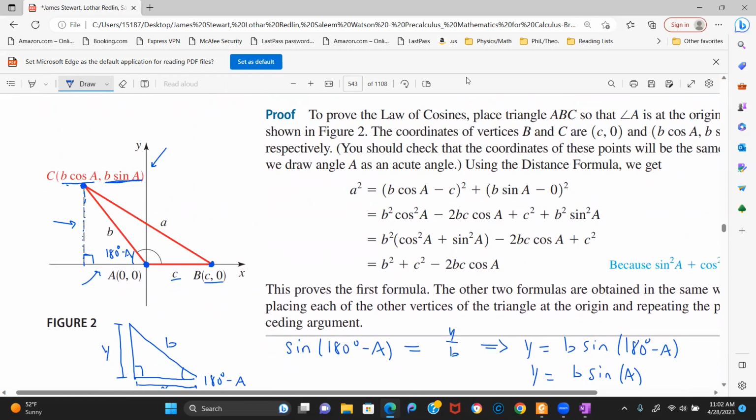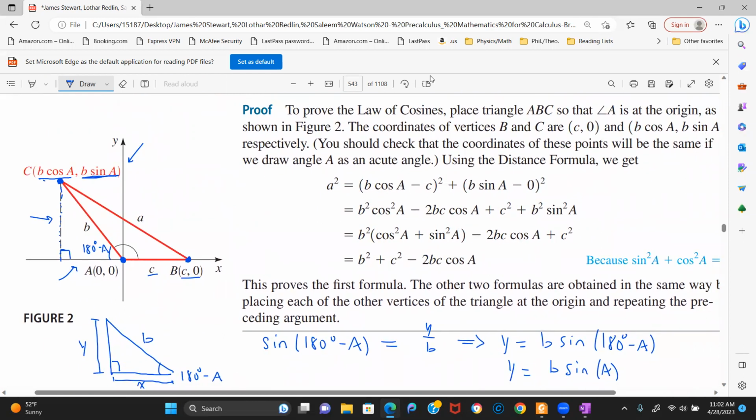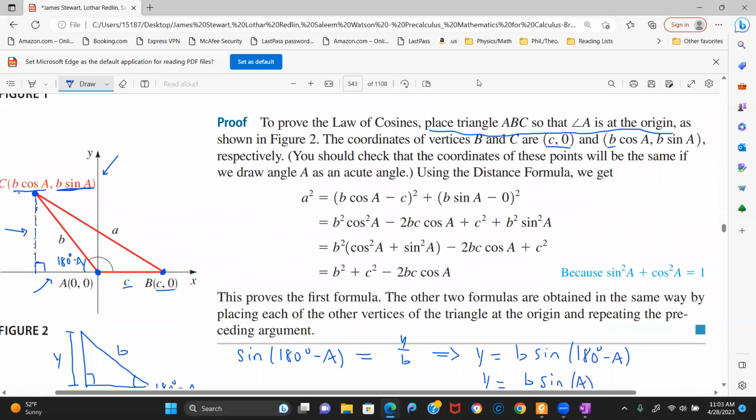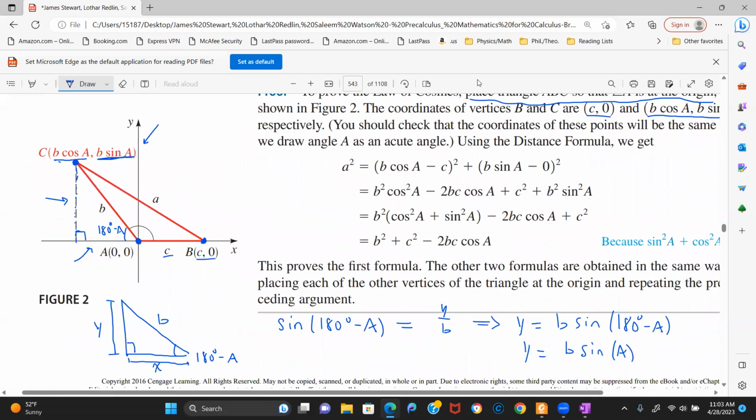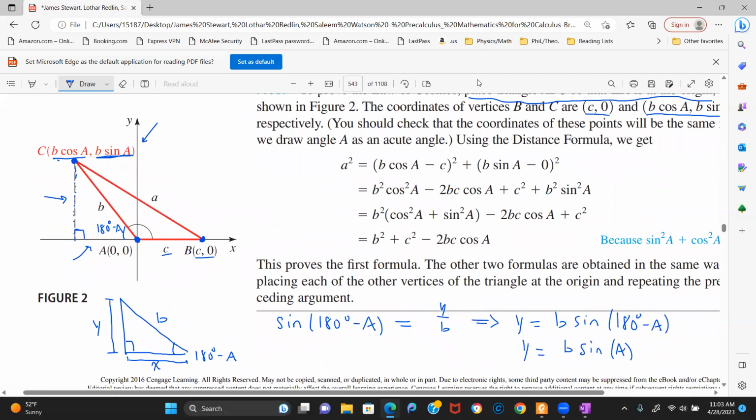All right, so how does that help? Let's figure out what they're doing here. To prove the law of sines, as I said, you're going to place the triangle so that the angle is at the origin, as shown over here. I already explained that. It's just easy to do it that way. And then the coordinates of the vertices B and C are C, 0, and this other point, which we just figured out. We figured out those coordinates using this right triangle.